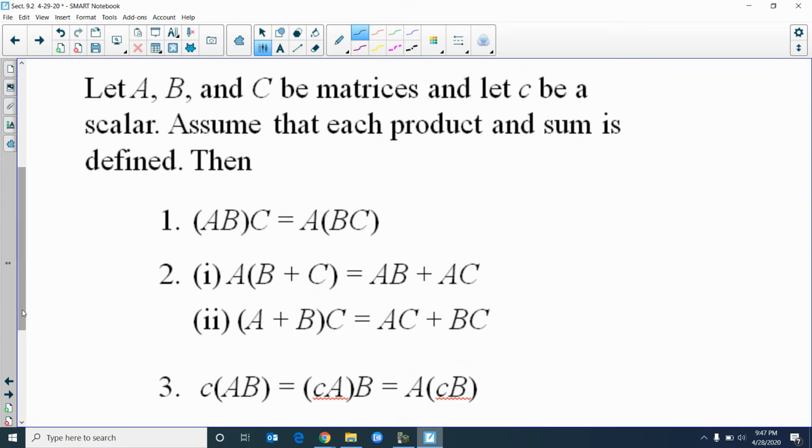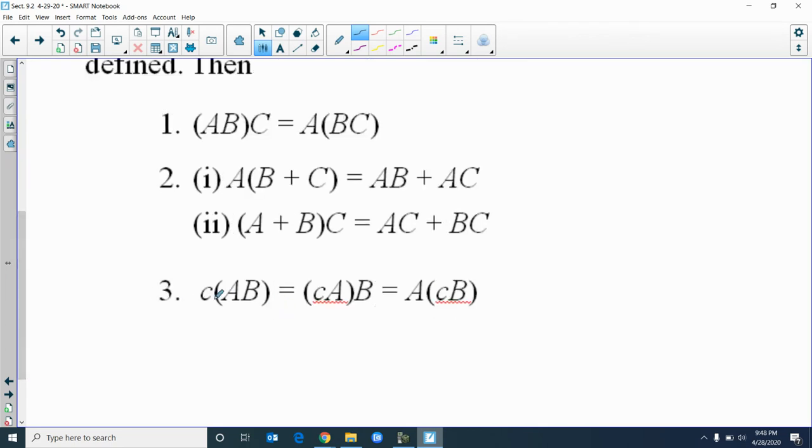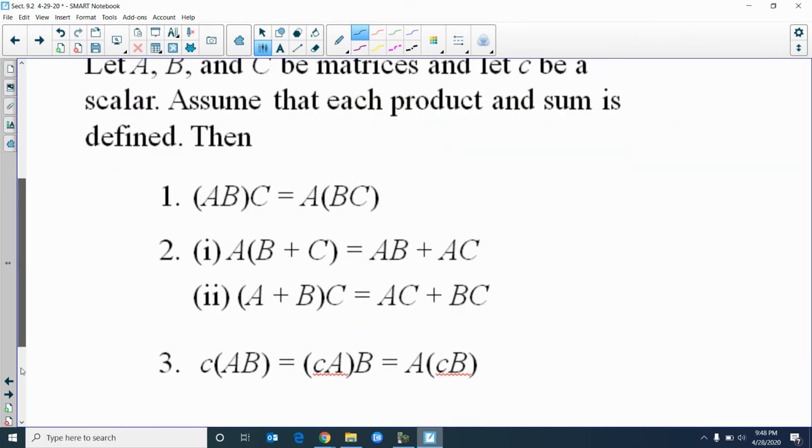Now here are some properties of matrices. Associative property works. Okay, if I do A times B first and then times C, I'll get the same answers if I do B times C then A. Okay, the distributive property works with matrices. Okay, and then if I have a scalar, I can technically multiply it by the A or the B first. Doesn't matter. Okay, but it is not commutative.